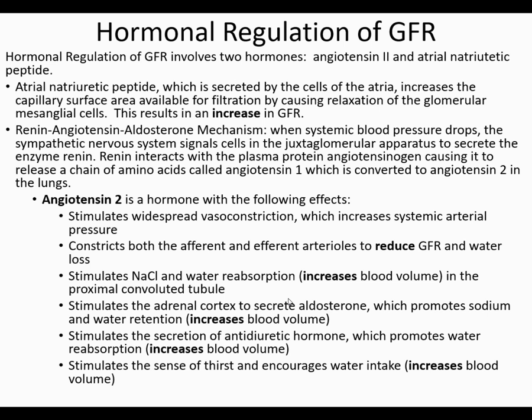So when systemic blood pressure drops, our sympathetic nervous system will send signals to cells of the juxtaglomerular apparatus to secrete the enzyme renin. Renin is the enzyme that interacts with the plasma protein angiotensinogen, releasing a chain of amino acids called angiotensin 1, which is then converted to angiotensin 2. Angiotensin 2 is the hormone that actually does these various actions. First of all, it causes vasoconstriction. So that right away directly causes an increase in blood pressure.